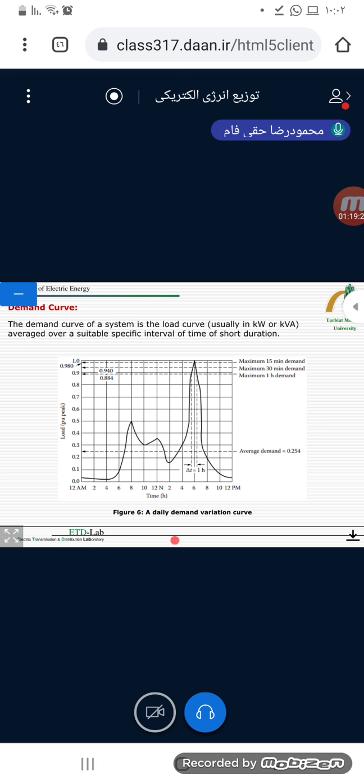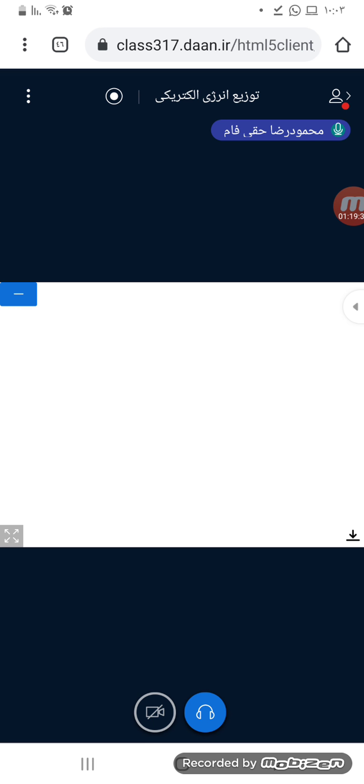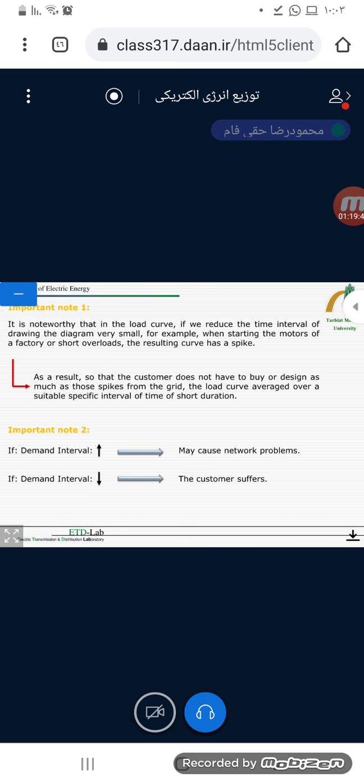And the demand curve again is shown here. This curve is averaged by the delta T, and we reach the load or demand curve. No problem, I explained this before.